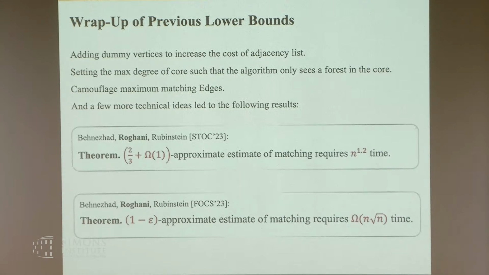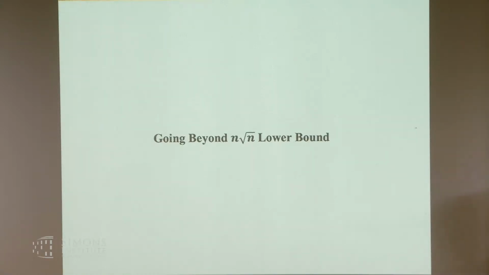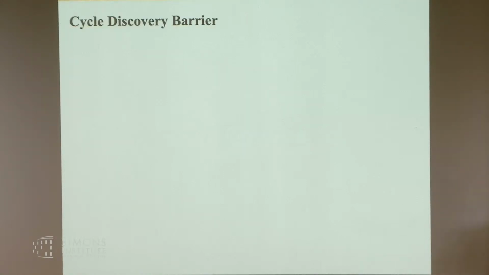These techniques are used to prove that if we want to get better than a two-thirds approximation, we need to spend n^1.2 time. And also, if we want to get a 1 minus epsilon approximation, we need to spend n root n time. In the next few slides, I'm going to talk about this n root n threshold, the barrier that we have to pass through. We call it the cycle discovery barrier.